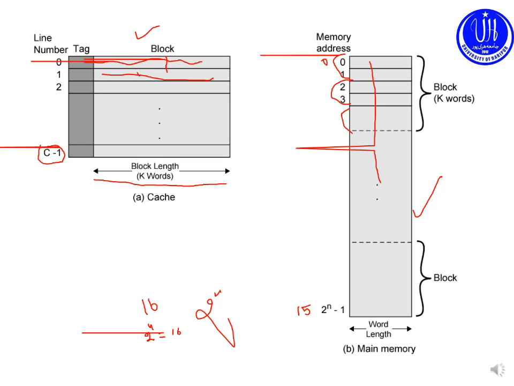So for example, this is 16 words. If the block size is 2, then 16 is divided by 2, so there are a total of 8 blocks in the main memory.